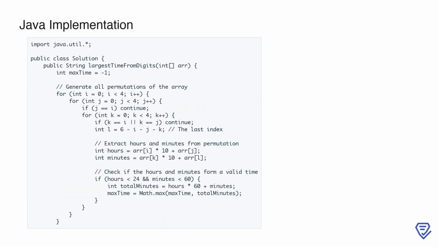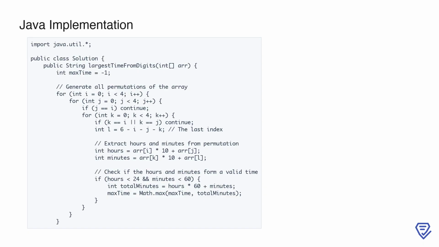Here, we start by importing the necessary packages and defining our solution class. The method largestTimeFromDigits takes an array of 4 integers as input, representing the 4 digits. We initialize a variable maxTime to -1 to keep track of the largest valid time in minutes. Then, we generate all possible permutations of the array using nested loops. For each permutation, we calculate the indices of the digits and use them to form the hours and minutes. The key here is to ensure that we avoid using the same index multiple times by checking conditions like j == i, k == i, and k == j.